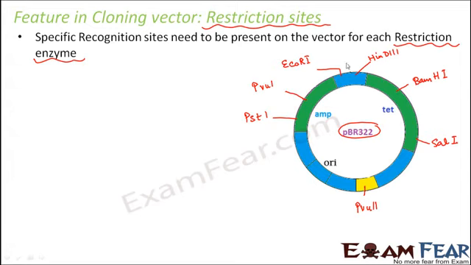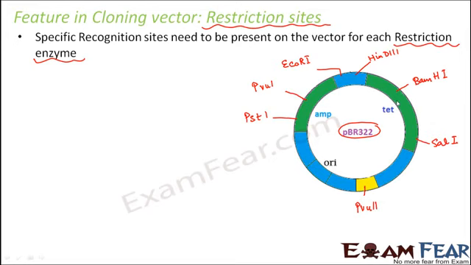Now, this is just one vector, but this one vector has multiple restriction sites which contain the recognition sequences for different restriction enzymes. So what will happen if you want this vector to be cut by BamHI? BamHI will be able to cut it because the recognition sequence for BamHI is present here. So BamHI will cut it somewhere in this region.